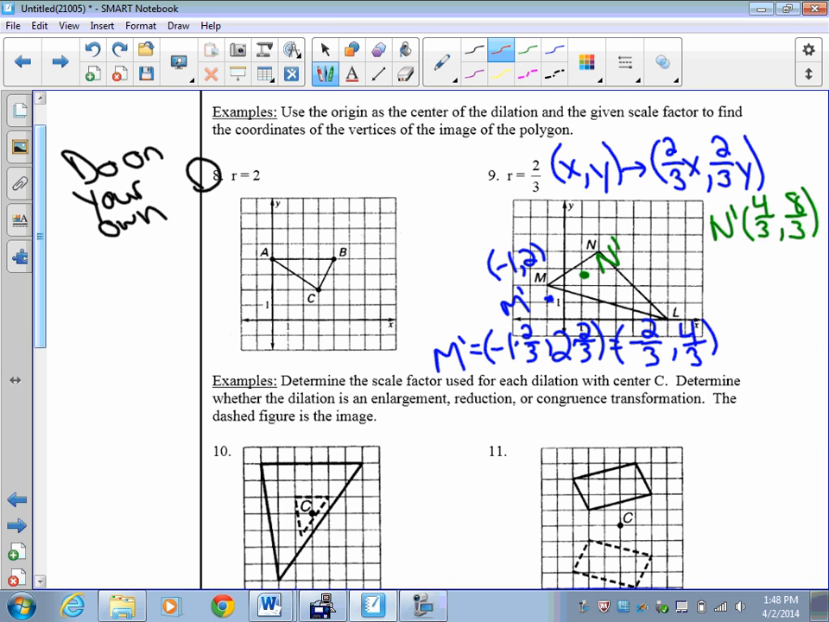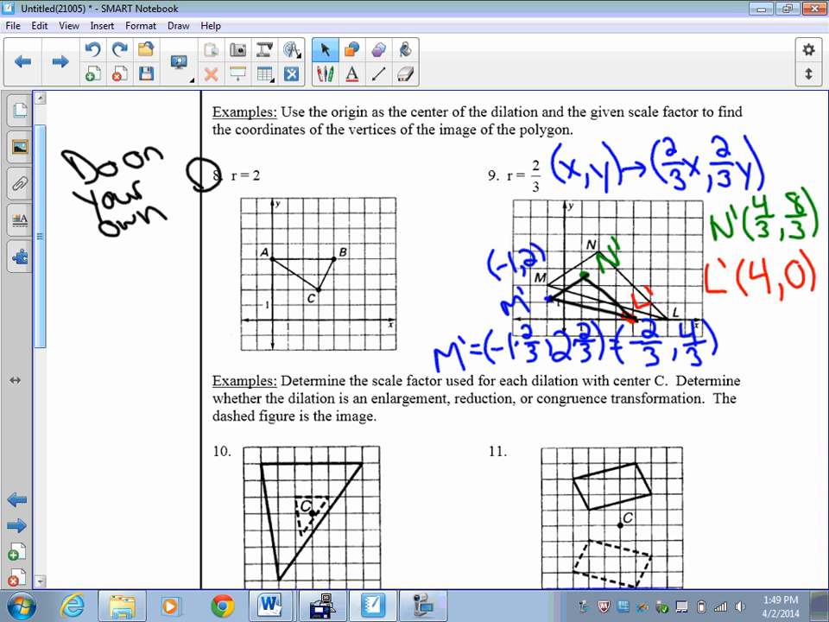And the last one I have is L prime, which is going to be 2/3 times 6, which is 4, and 2/3 times 0, which is 0. So I have L prime there. Then all I do is connect the dots. And that is my image. So with that information, I wanted to do number 9 because I didn't want to bog you down with the fractions. But all you're doing is just multiplying the x and y coordinates by the scale factor.